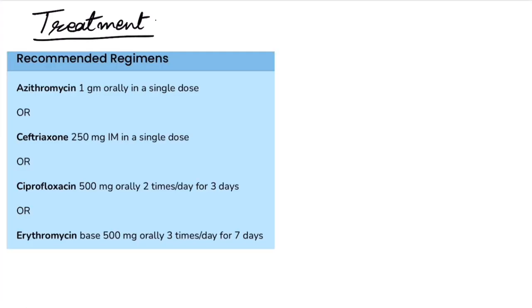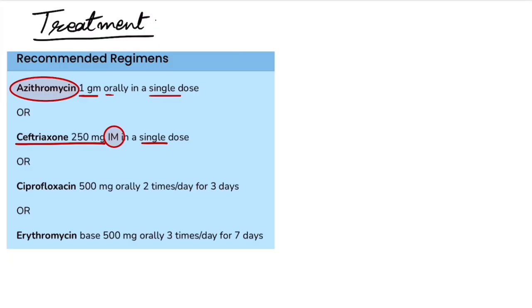Here they have given 4 drugs. The first and the most preferred drug is azithromycin. It is 1 gram orally and a single dose of azithromycin will suffice. Or you can give ceftriaxone 250 mg IM in a single dose. If we remember back in gonorrhea, it was 500 mg of ceftriaxone. Here it is only 250 mg.